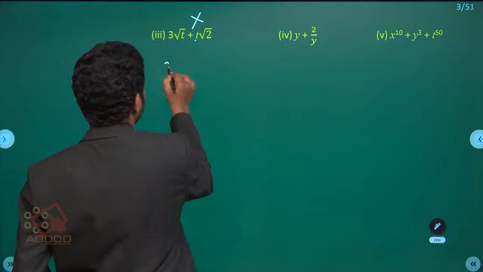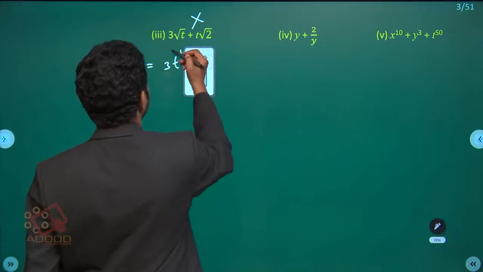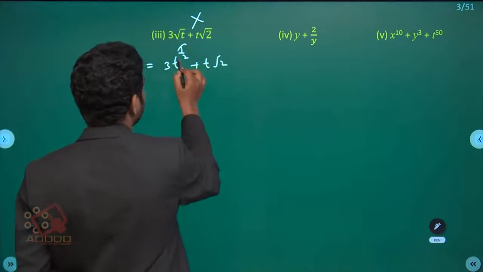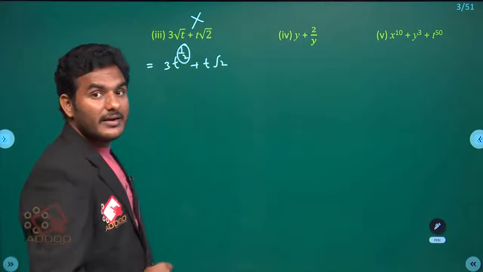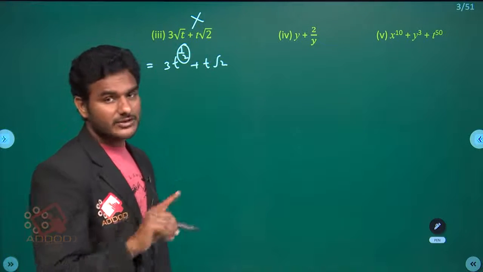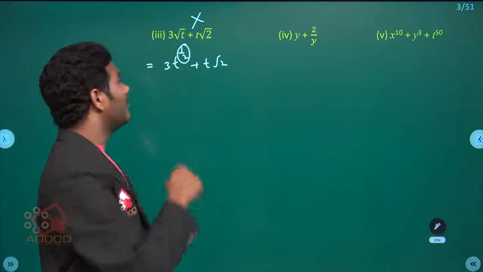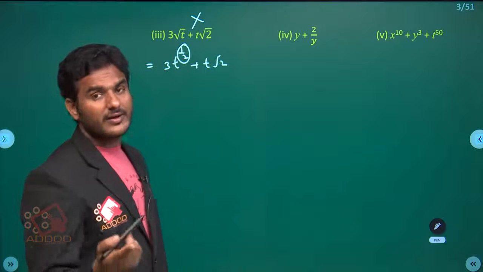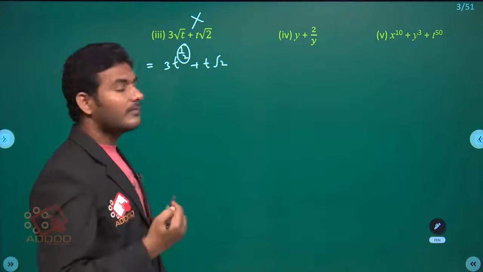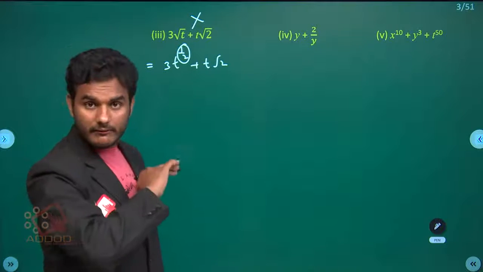So here you can express it as 3 power t power 1 by 2 plus t into root 2. Now look here, this is a fractional power. The polynomial should not contain any fractional power. Here a fractional power is there, so this is not at all a polynomial. For that we can't say this is a polynomial. So we need not write the coefficient or degree, whether it has one variable or two variables. We should not write anything.